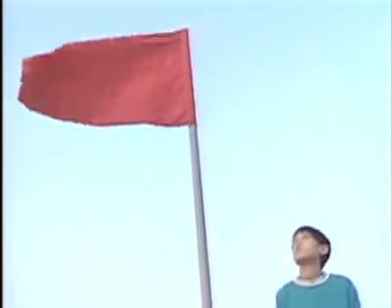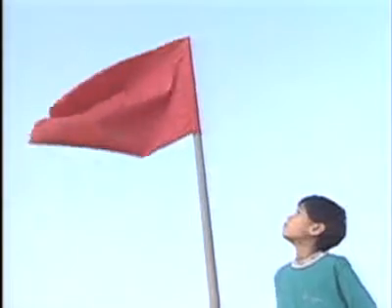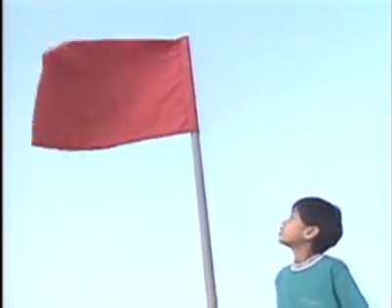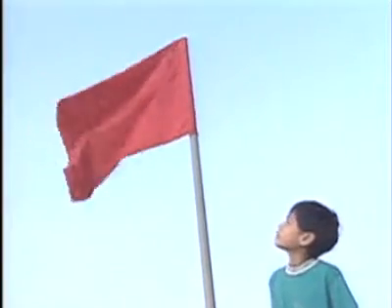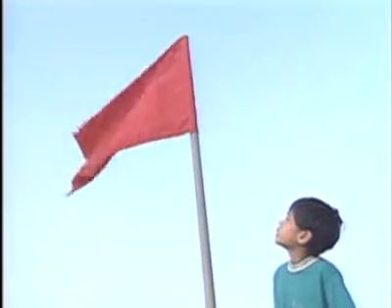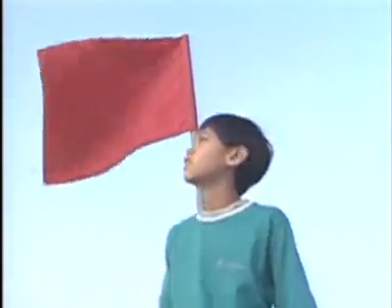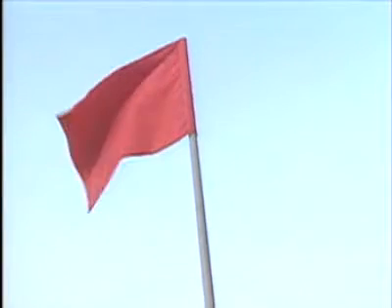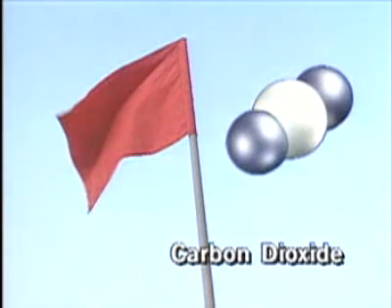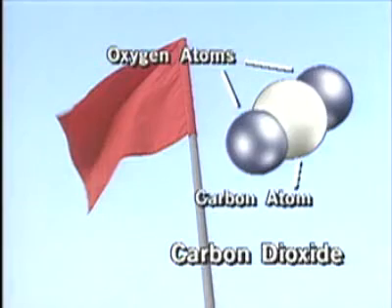You can tell it is there, however, when you see a flag flapping in the wind and feel a breeze against your face. The air around us is made up of gases such as oxygen, nitrogen, and carbon dioxide. Gases like carbon dioxide are made up of atoms and molecules, the same building blocks of matter that make up liquids and solids. A molecule of carbon dioxide consists of one carbon atom and two oxygen atoms.